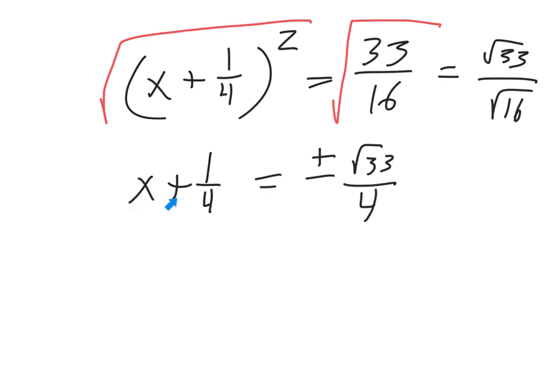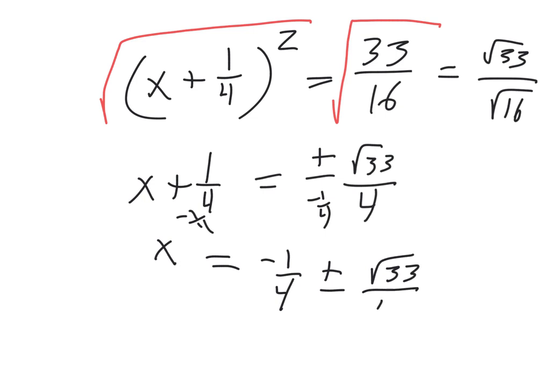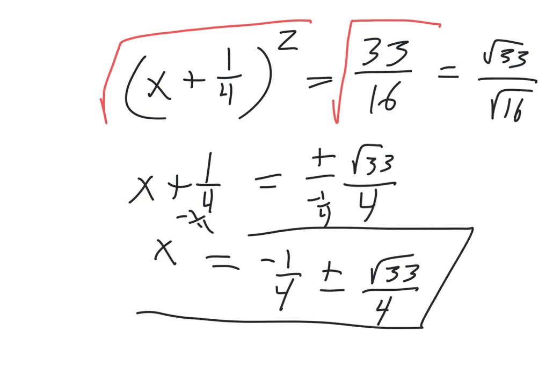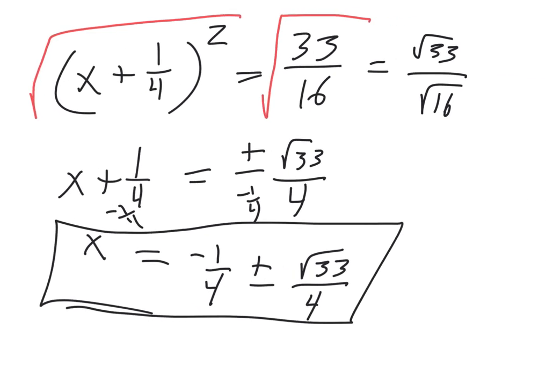To solve for x, I need to subtract 1/4 from each side. So minus 1/4, minus 1/4. x equals negative 1/4 plus or minus the square root of 33 over 4. If you would do the quadratic formula, that is the exact same answer you would get. But it would probably look slightly differently, it would look like x equals negative 1 plus or minus the square root of 33 over 4, once you've simplified.